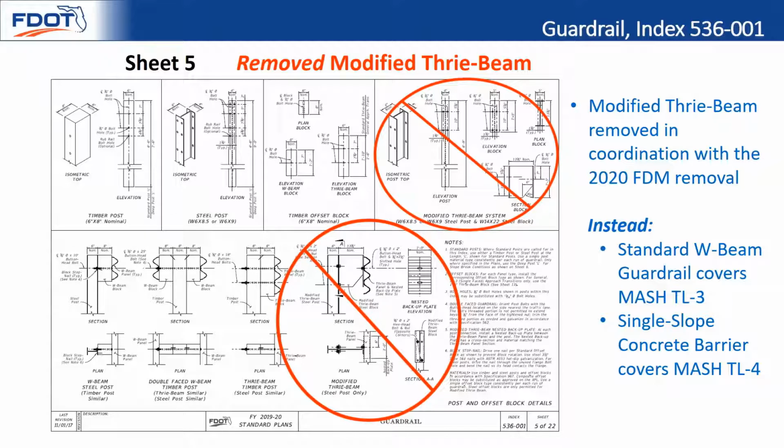So in order to avoid that and have all guardrail be compatible with end treatments, we're now just going to stick with the simple W-beam guardrail because it covers the same MASH test level. And then also for TL4, our single slope concrete barrier covers that MASH TL4 option.